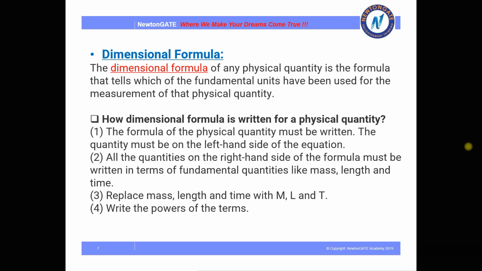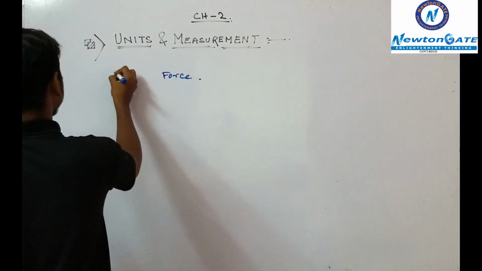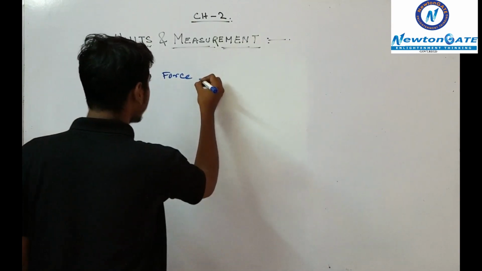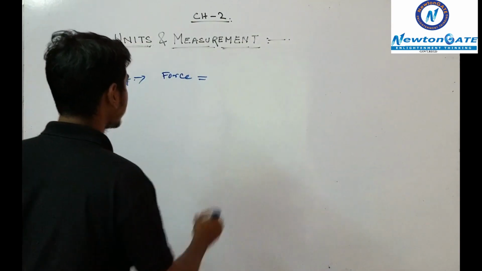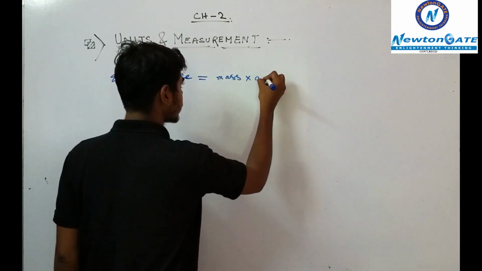Number 2. All the quantities on the right hand side of the formula must be written in terms of the physical quantities like mass, length and time. Number 3. We have to replace mass, length and time with capital M, L and T and write the powers of the terms at last. Take force. Now we know from Newton's second law of motion that force is equal to mass multiplied by acceleration.